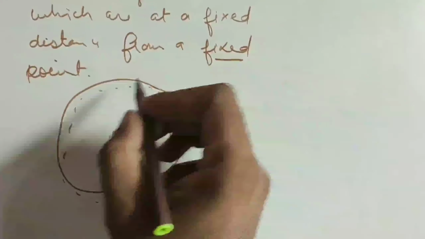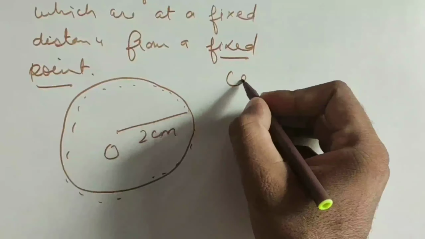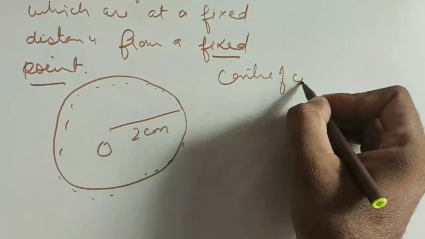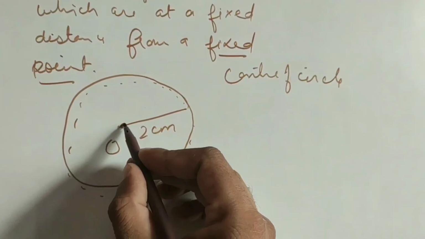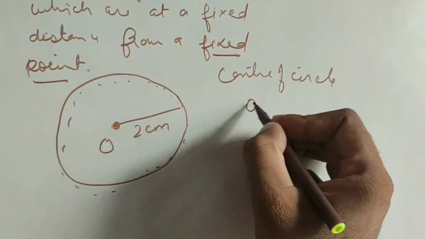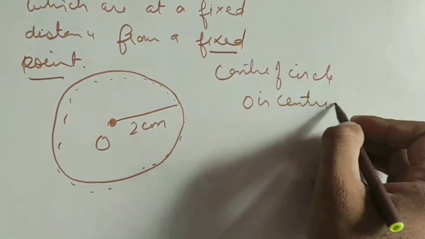The fixed point is called the center of the circle. So here this O is the fixed point. So O is the center of the circle.